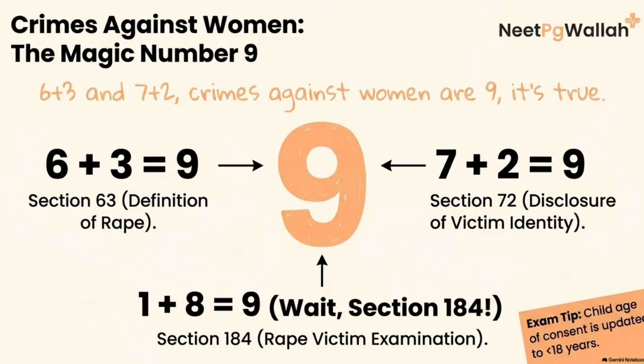What about the rape victim examination? That is Section 184. You might be thinking, wait, 1 plus 8 is 9. See? It all ties right back to that magic number. Oh, and please, pay close attention to this absolutely critical exam tip. The updated child age of consent in the BNS is now strictly under 18 years. Not 12, not 15, it is strictly less than 18.